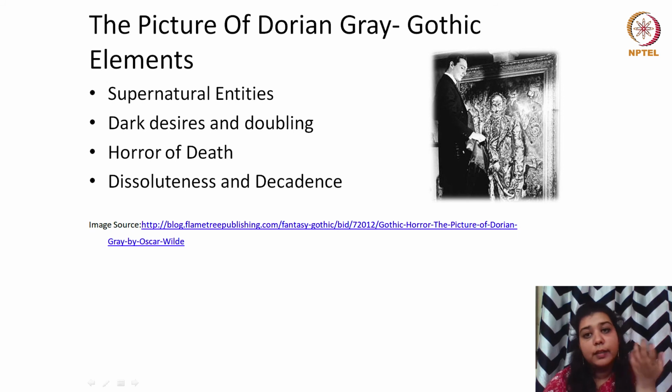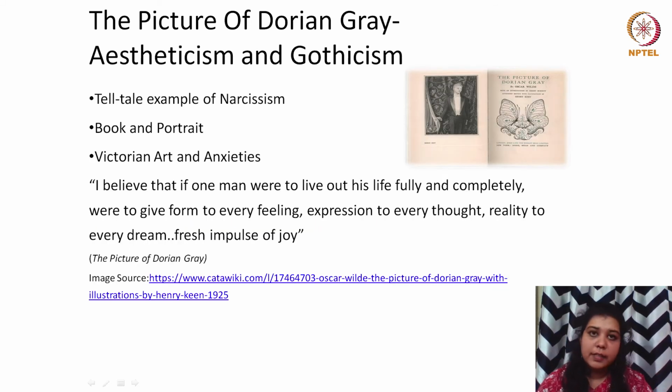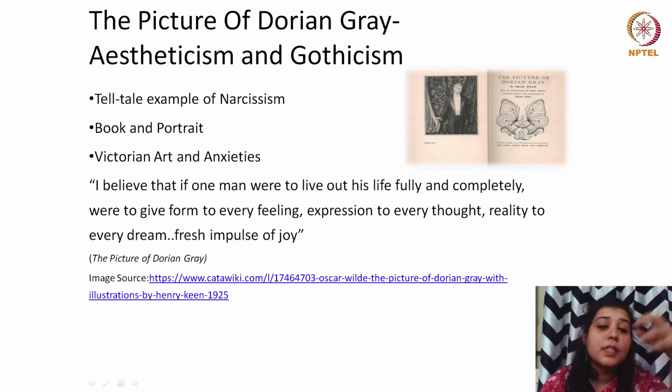However, the Gothic elements in the novel overpower the aspects of decadence portrayed. The novel is a telltale example of Nazism, and when Dorian looks at his portrait for the first time, in the words of Oscar Wilde, I quote, "his cheeks flushed for a moment with pleasure." So this episode ignites the fire of pleasure within Dorian Gray that he gets attached to it deeply.